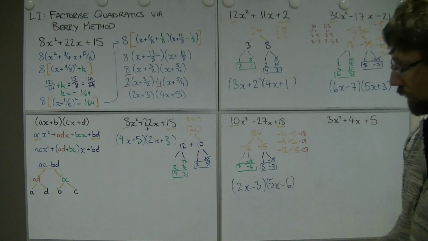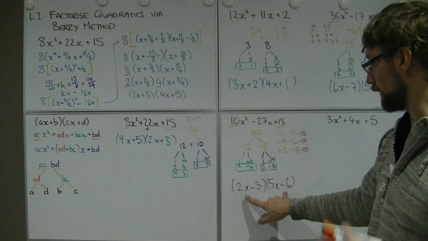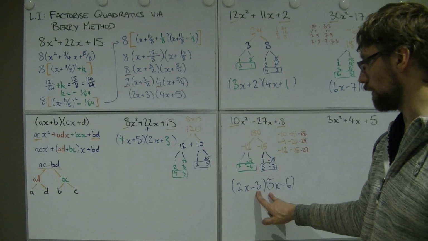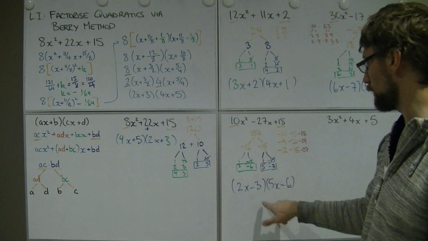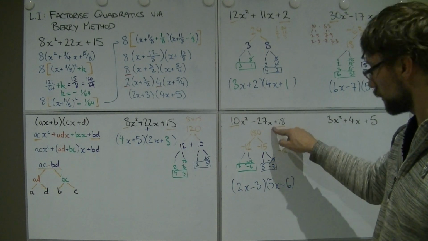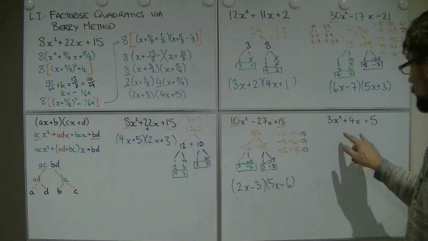Beautiful, as always, check to see if we're good. 2 by 5, 10, yep. 2 by negative 6, negative 12. Negative 3 by 5, negative 15. 12 and 15, 27. They were both negative, so negative 27. Negative 3 by negative 6 gives me positive 18. Beautiful, we're all set. Okay, last one.